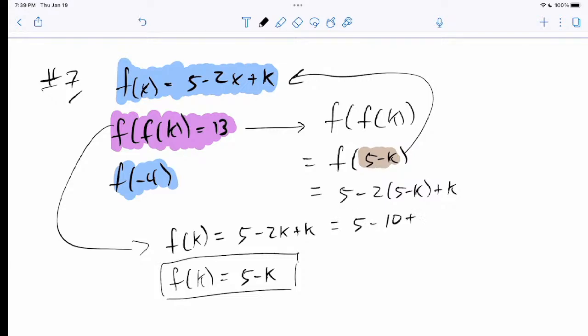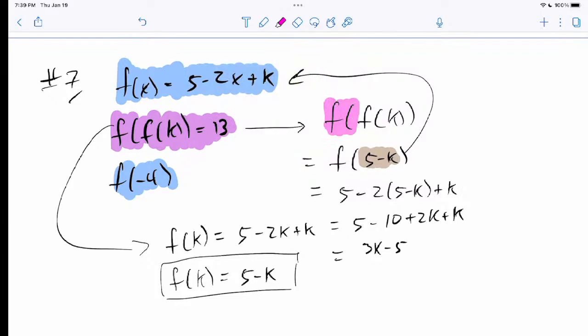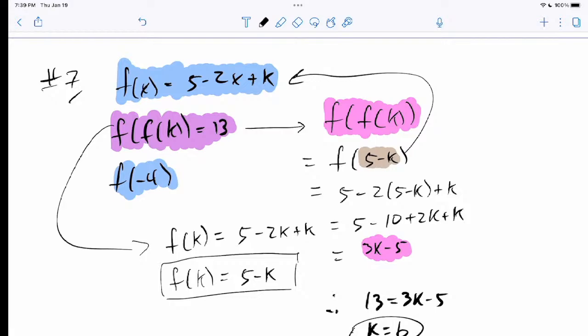This becomes 10 plus 2k plus k. I end up getting here, what is this? 3k minus 5? So I now know, probably wondering where this is going, I now know that f composite f at k is equal to 3k minus 5, but they told me that's equal to 13. So therefore we have 13 equals 3k minus 5. So k is 6. I know k is 6 here.